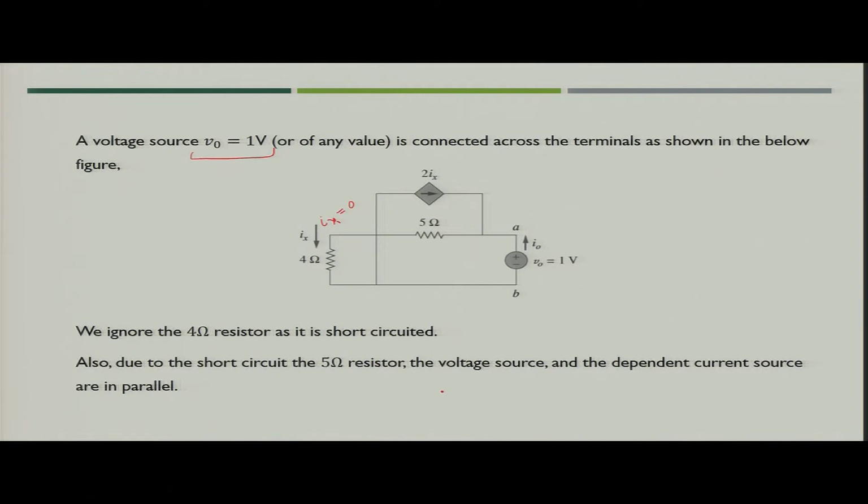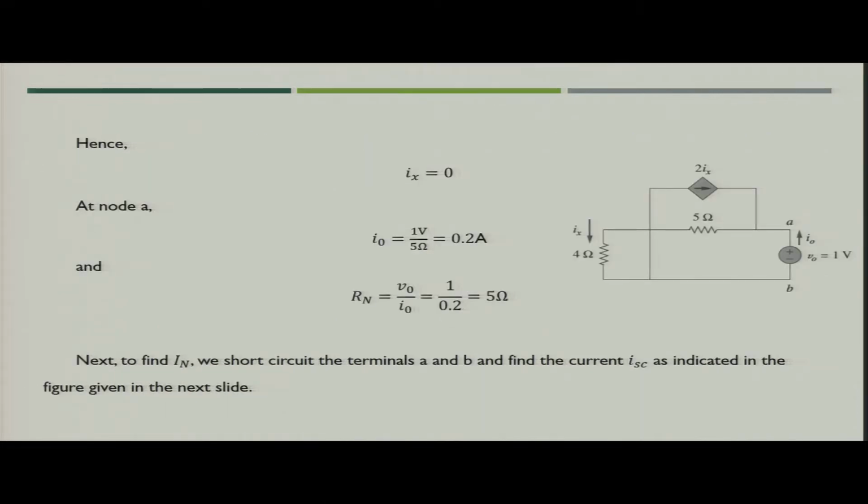Now, what we are seeing here, since Ix is equal to 0, that means this current source, that is 2Ix, will also be equal to 0. Now, what happens when Ix is equal to 0, you have this component 0, the current which is flowing from the external voltage supply V naught would be only through the 5 ohm resistance.